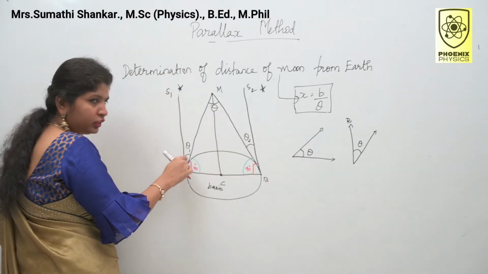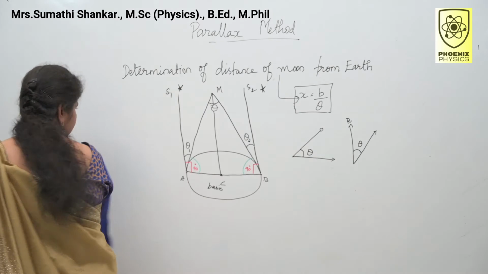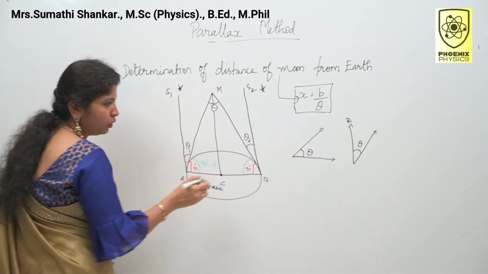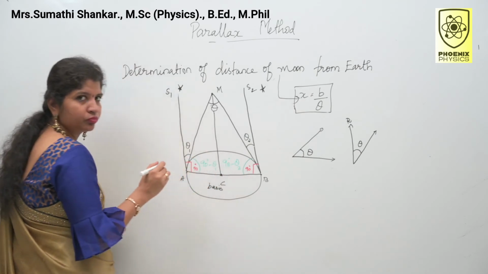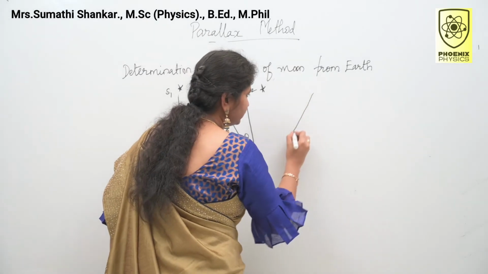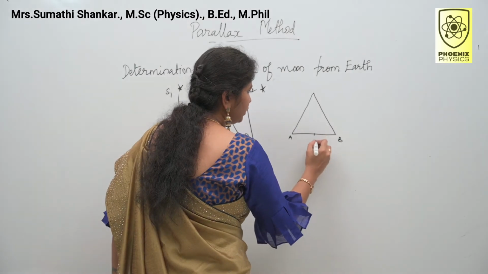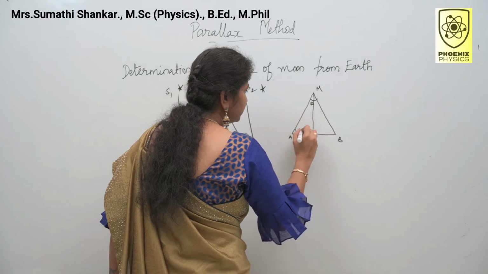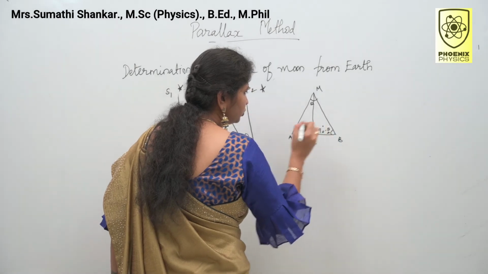And this angle is theta 1. So what is this angle? It is nothing but 90 degrees minus theta 1. What about this angle? 90 degrees minus theta 2. I am going to redraw this triangle like this. So this is A, B and C. This is the M position. Theta, this is 90 degrees minus theta 1 and this is 90 degrees minus theta 2.